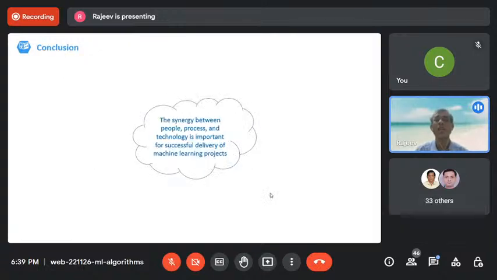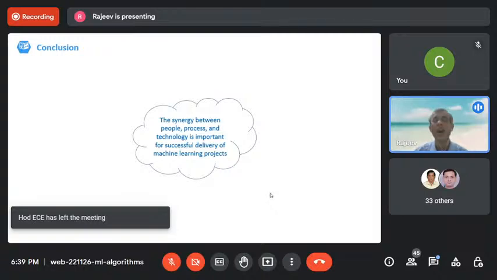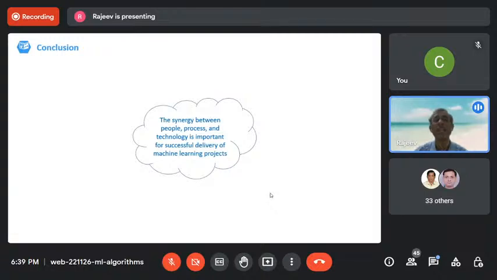So as a conclusion, I just want to go through the fact that, in order for a project to be successful, the synergy between people, process, and technology is important. If you are not able to achieve that synergy, the chances of failure are very, very high in this type of project. I would conclude my session with this simple thought process.